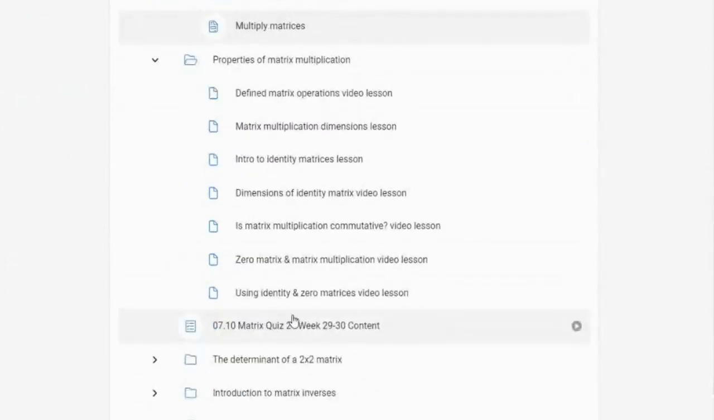Now, the other assignment is this quiz, but there are several things we need to look at before we get to this quiz. Let's see if we have time for all of them.